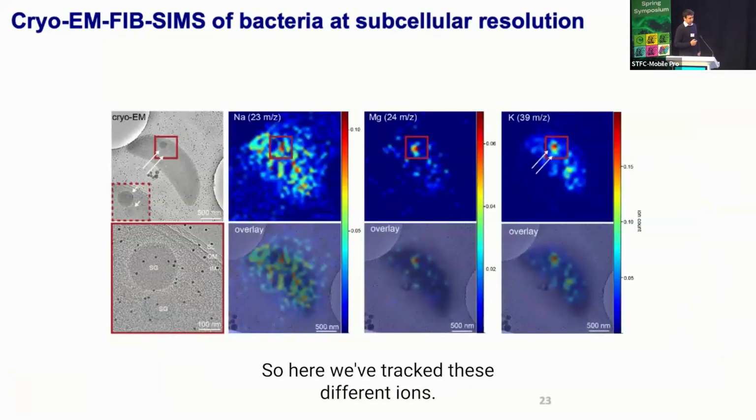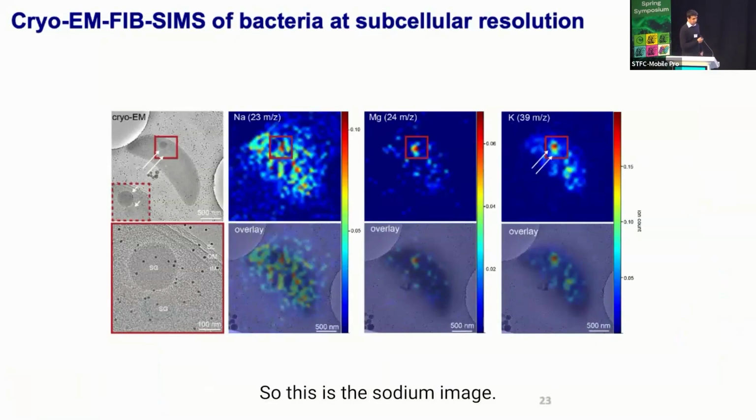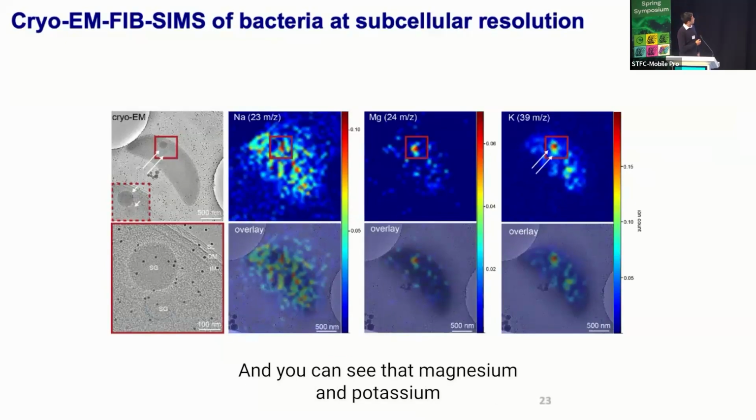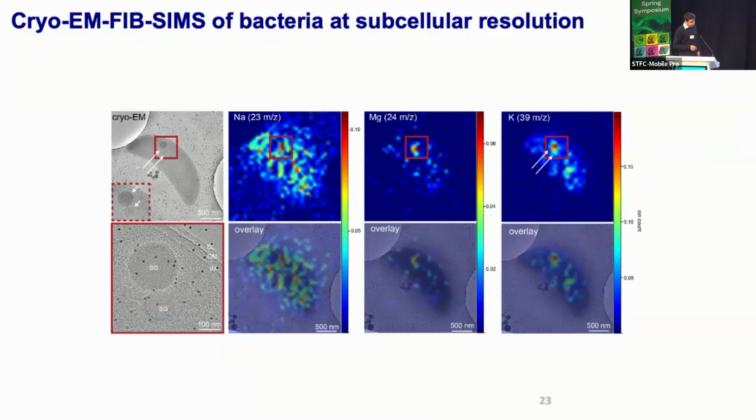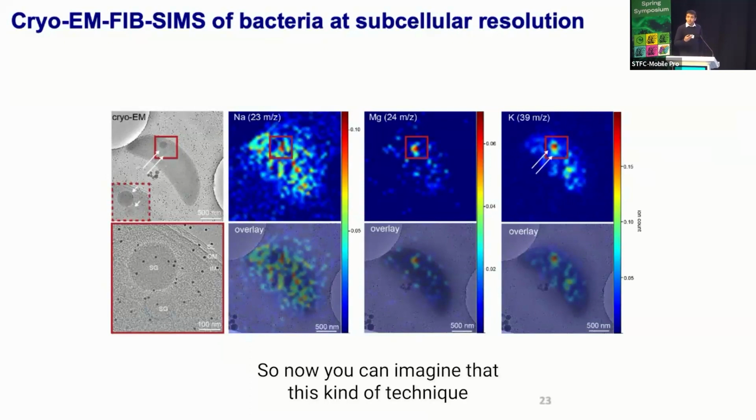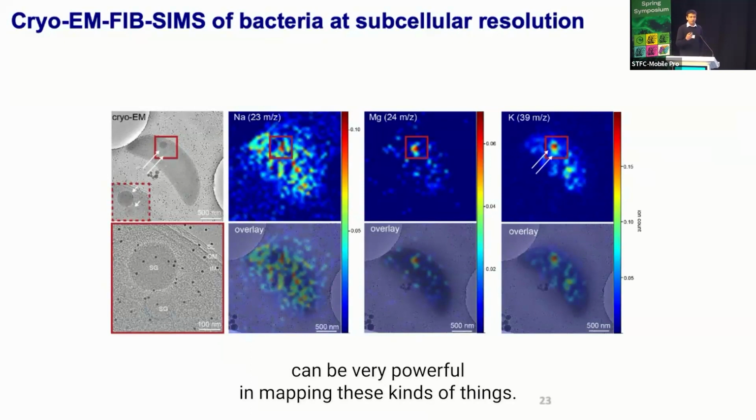So here, we've tracked these different ions. This is the sodium image, this is the magnesium image, and this is the potassium image. And you can see that magnesium and potassium are highly concentrated in these storage granules, while sodium is present in the entirety of the cell. So now you can imagine that this kind of technique can be very powerful in mapping these kinds of things.